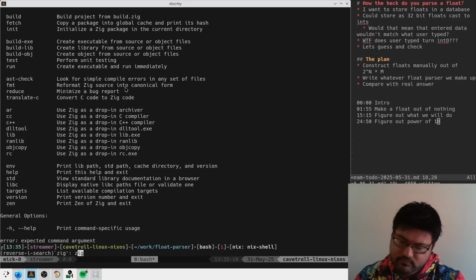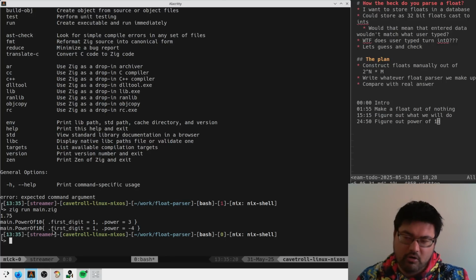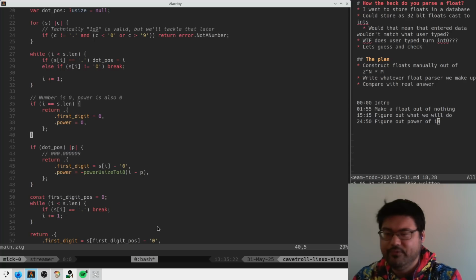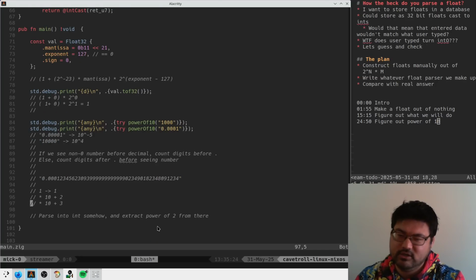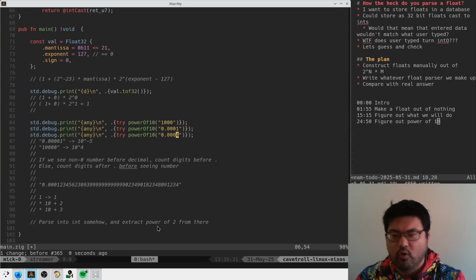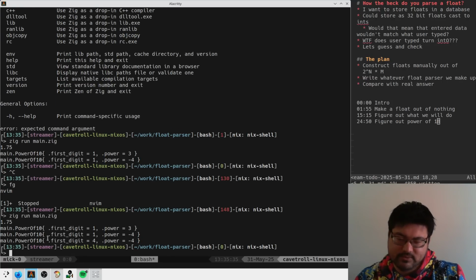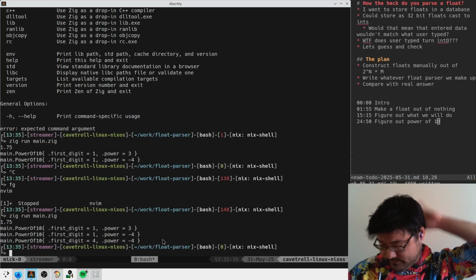All right. So now we have 1,000 is 1 times 10 to the power of 3, which is now correct. And then 0.0001 is 1 times 10 to the power of negative 4. That's hype. And then if we start throwing in like a 4 in here, we get 4 times 10 to the power of negative 4, which is hype.